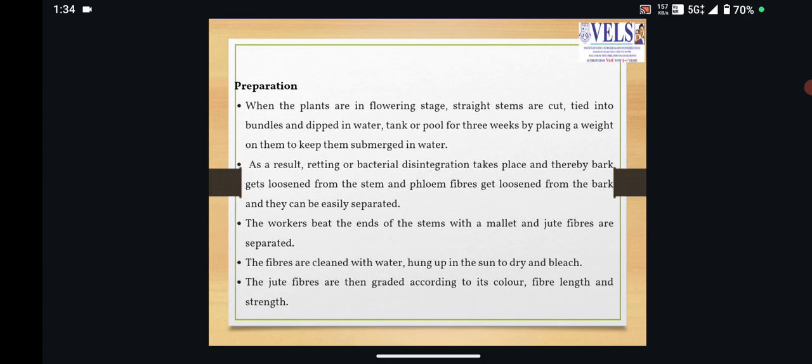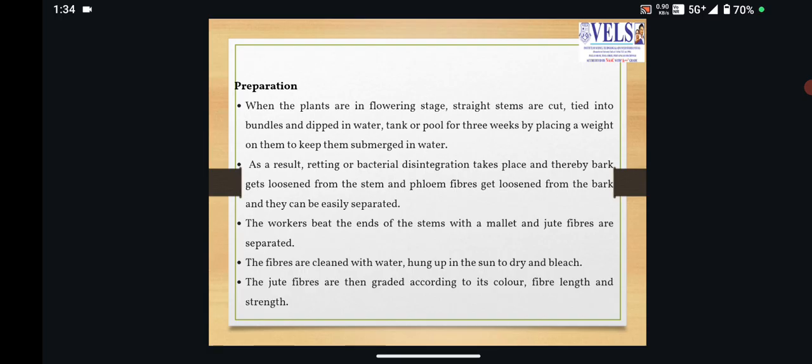Preparation: when the plants are in the flowering period, the straight stems are cut down from the plant and made into bundles. They are dipped in water. After the fermentation is over, they are taken out. Retting, or bacterial disintegration, takes place during the soaking of the plant. The bark gets loosened from the stem and the phloem fibers get loosened from the bark. Then they are separated.